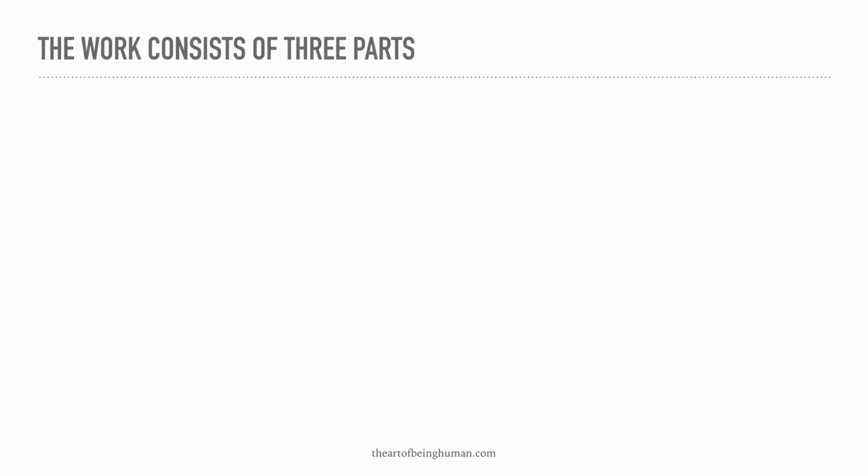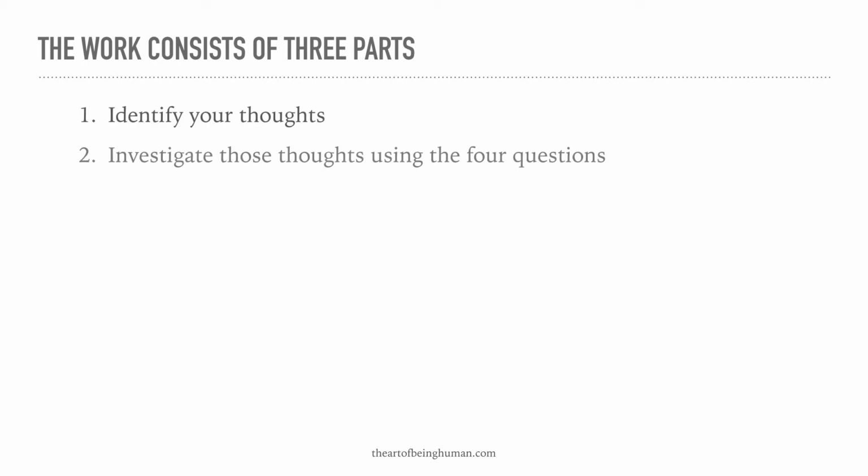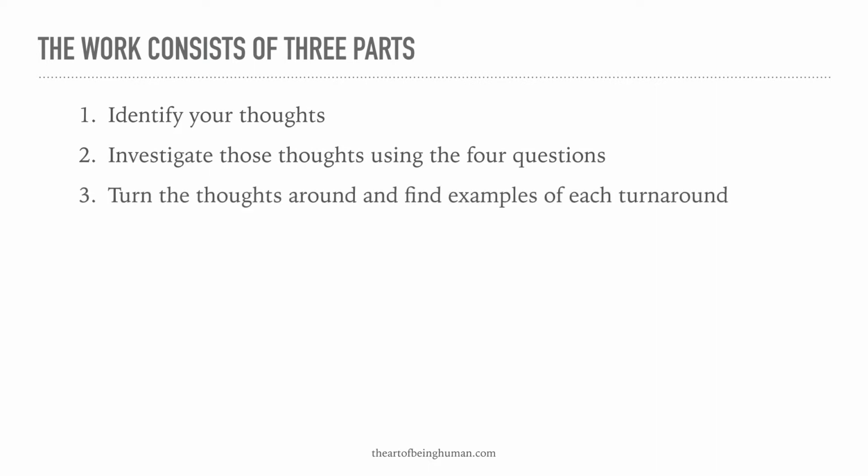Now, the work consists of three parts. First, you identify your thoughts. Then you investigate those thoughts using the 4 questions, and then you turn the thoughts around and find examples of each turnaround. I've already covered part 1 in the first video, and if you haven't seen that, I suggest you do that first. In this video, we will focus on part 2, how to use the 4 questions, and on part 3, how to turn thoughts around and find examples.